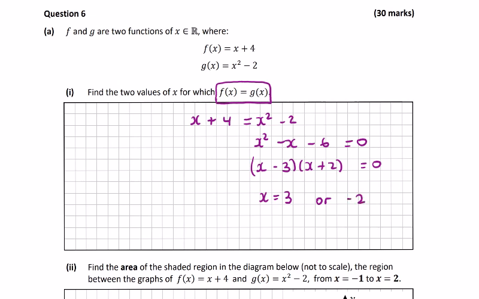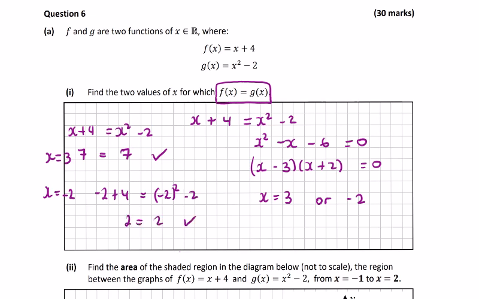Just want to check that. So if we put x plus 4 is equal to x squared minus 2, if x is equal to 3, we get 7 is equal to 9 minus 2, 7. So that works. And if x is equal to minus 2, we get minus 2 plus 4 is equal to minus 2 squared, which is 4 minus 2. We get 2 is equal to 2. So both solutions work.